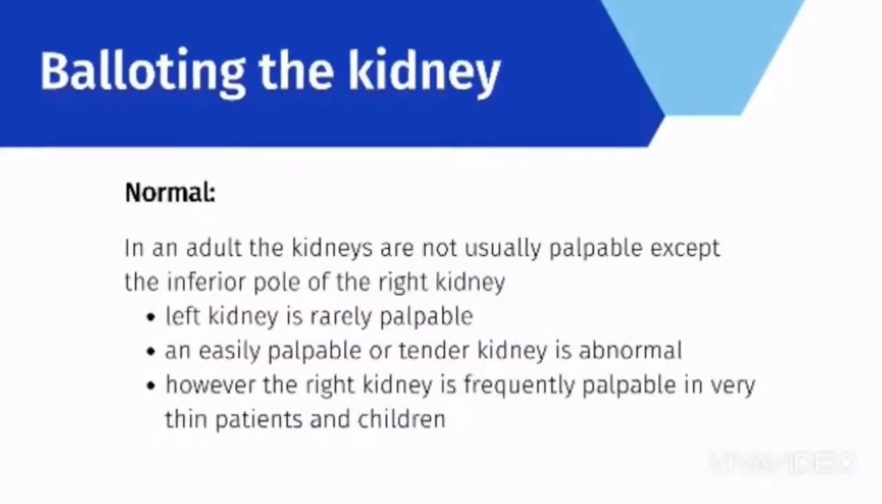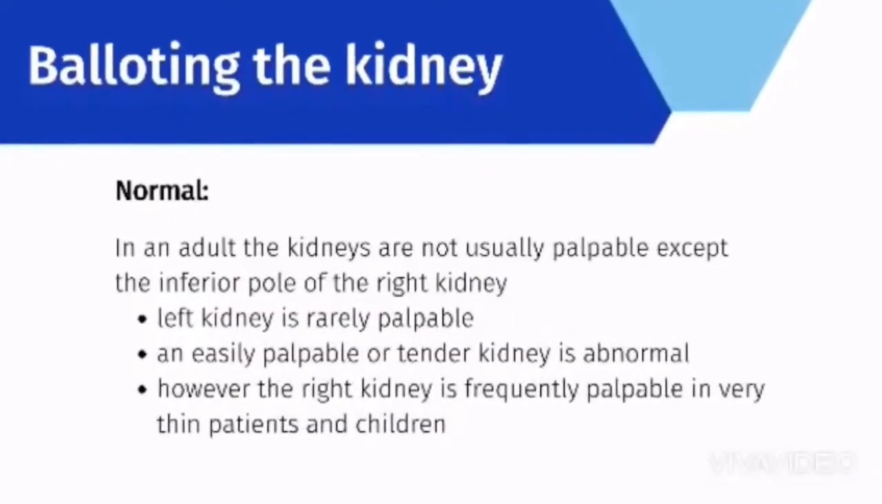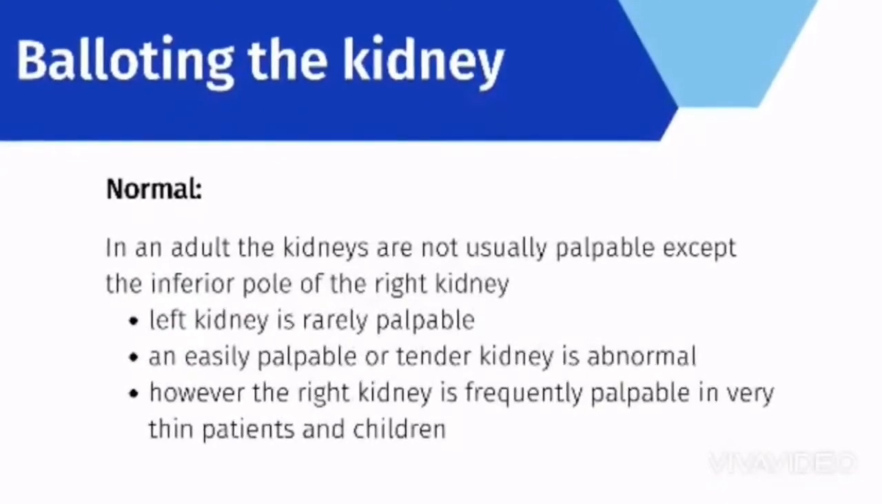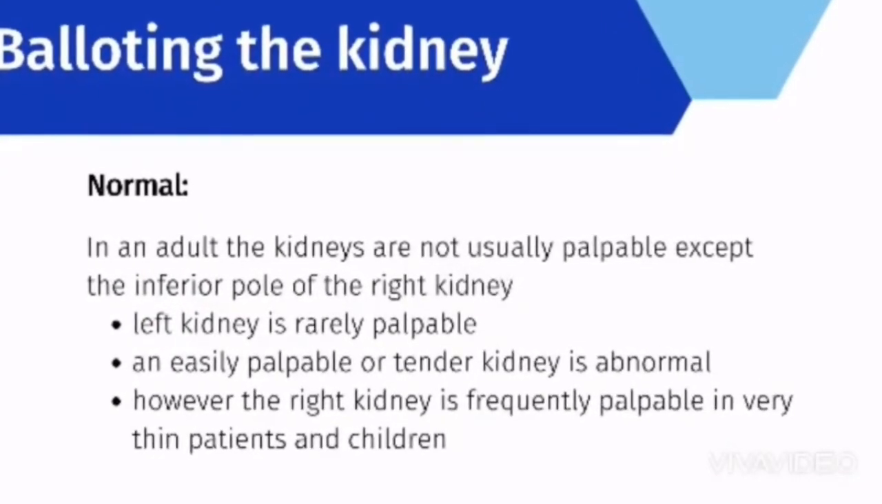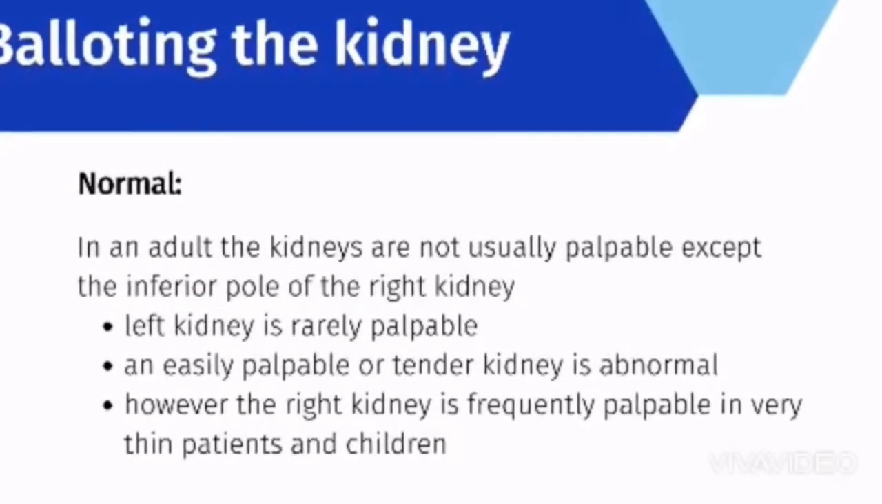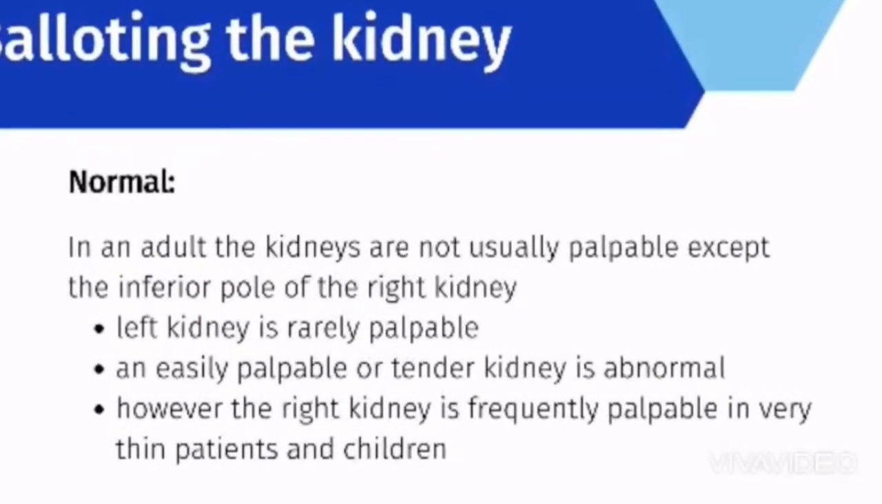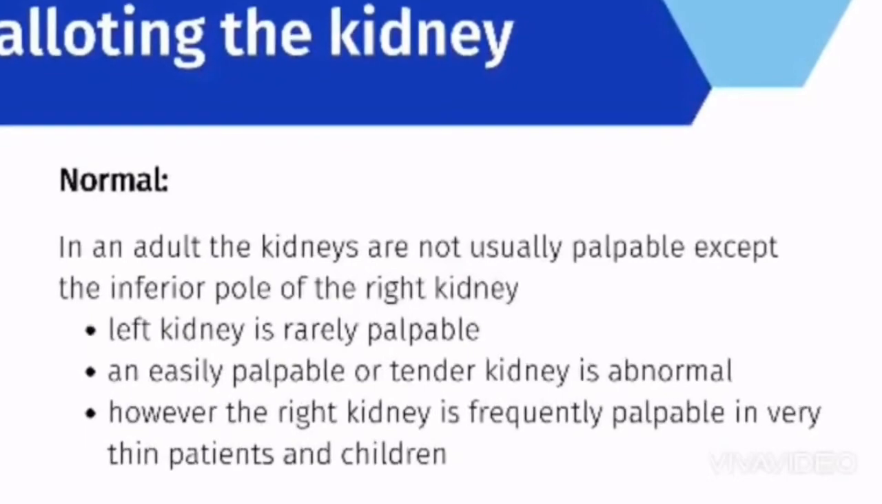Normally, in an adult, the kidneys are not usually palpable, except the inferior pole of the right kidney. The left kidney is rarely palpable. An easily palpable or tender kidney is abnormal. However, the right kidney is frequently palpable in very thin patients and children.